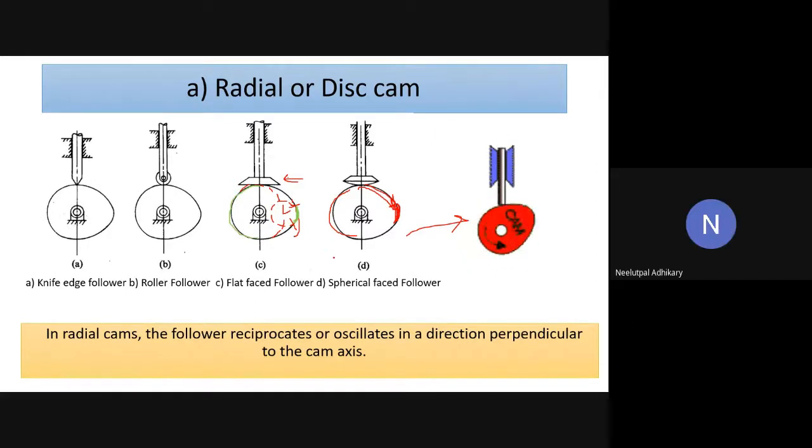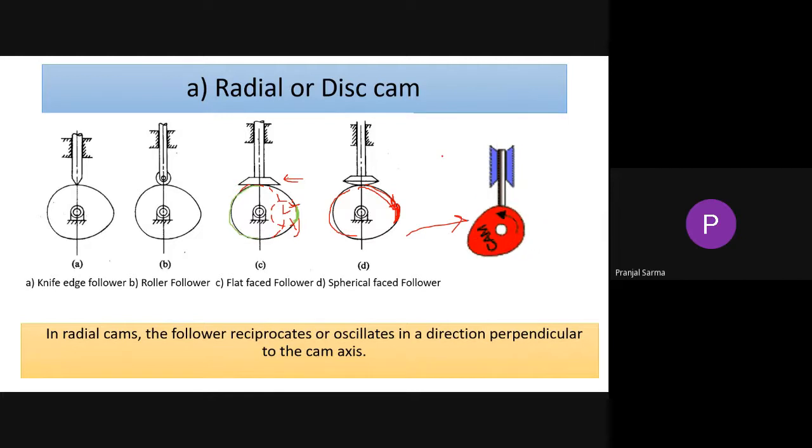Yes, sir. Okay, so for generating complicated motion, we use the cam and follower. One classic example we have given is the opening and closing of valves, operating the valves of an engine. There, this kind of situation is required, right? We said that yesterday.